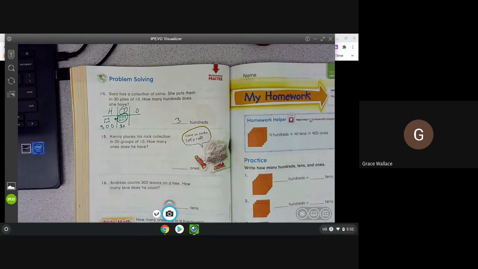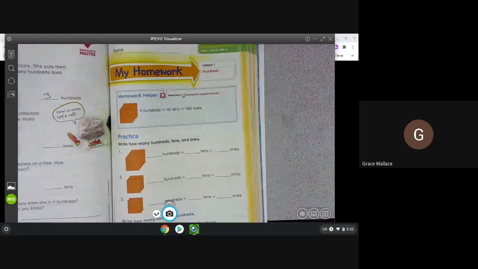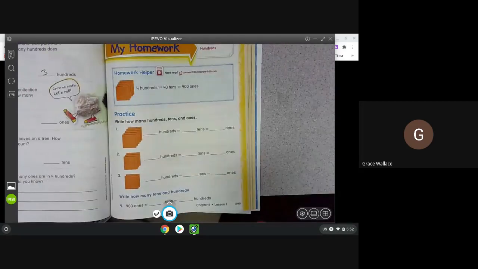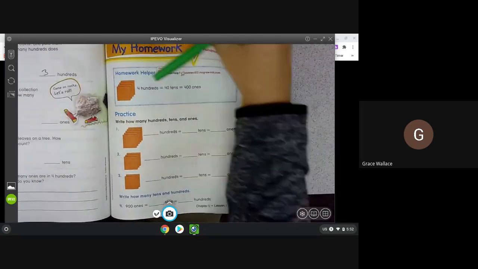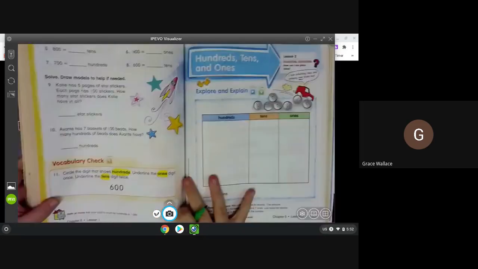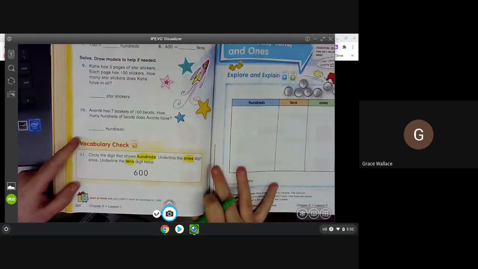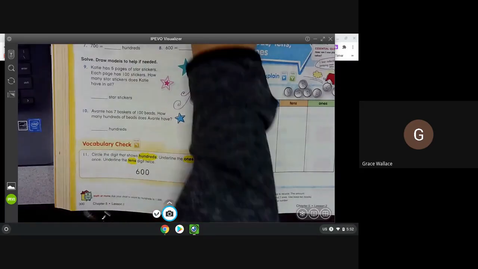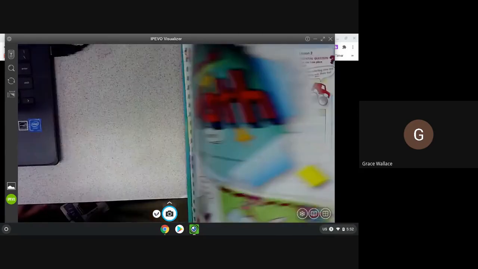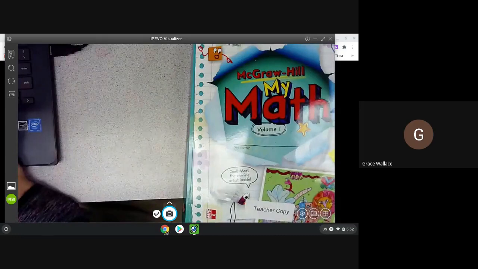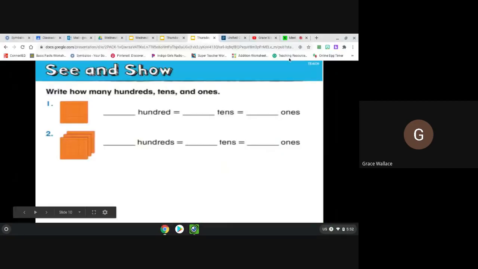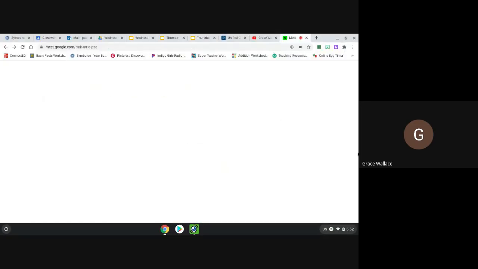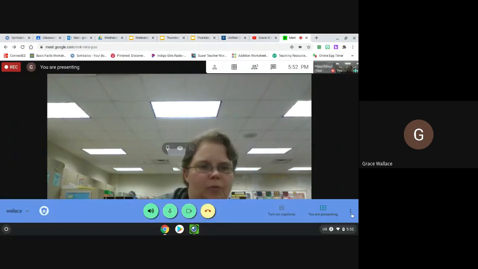And then your homework is going to be page 299 through page 300. And we will have a check on Friday, so make sure you do that homework. If you have questions, send me an email or put it in the comment section, and I will help you. Good luck. We'll talk more about this in class. Don't worry.